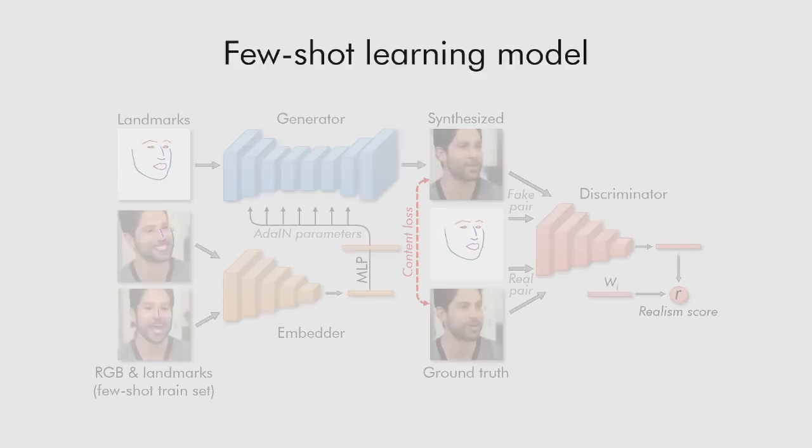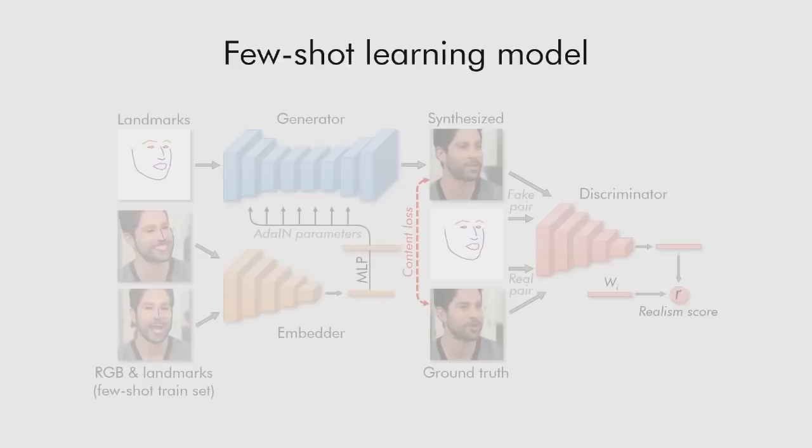After meta-learning, we're able to fine-tune the generator and the discriminator for a new person. The generator and the discriminator networks have tens of millions of parameters. Still, such fine-tuning is possible on just a few images thanks to the good initialization provided by the meta-learning stage.